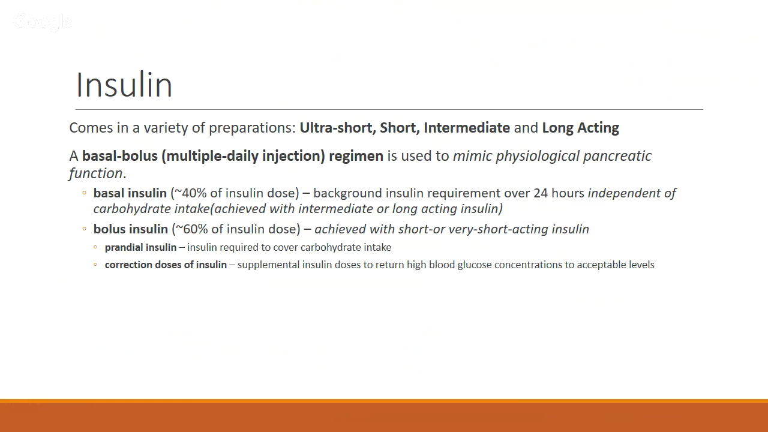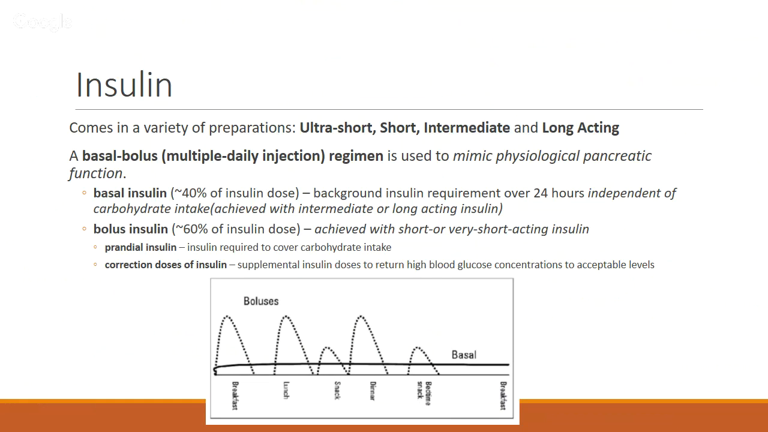Okay, so insulin is basically given as a basal bolus regime because when you give insulin, you're just trying to mimic the physiological pancreatic function. You give a basal level throughout the day, and for meals, where there are spikes in glucose after meals, you give additional boluses of insulin just after meals.